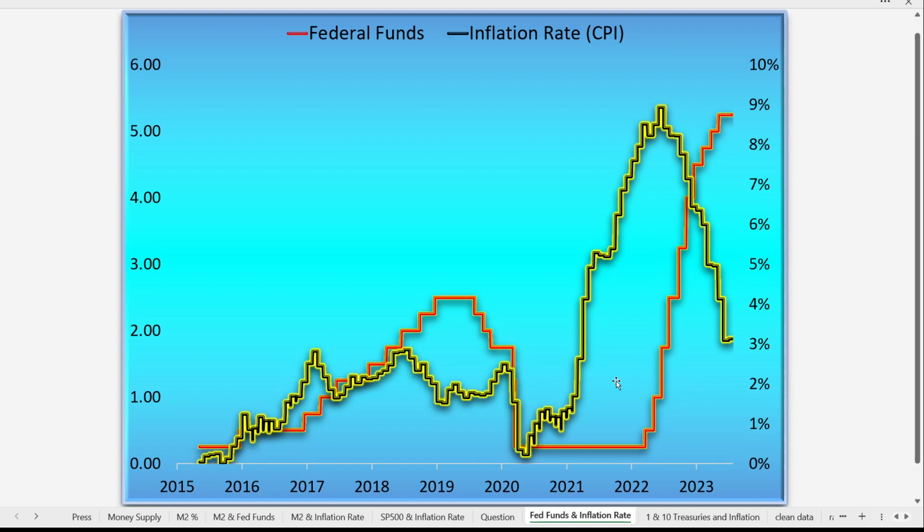I thought we had a 2% inflation target. Why did they wait that long? That's the question. Let us know what you think. Did they wait too long? Should they have raised interest rates?